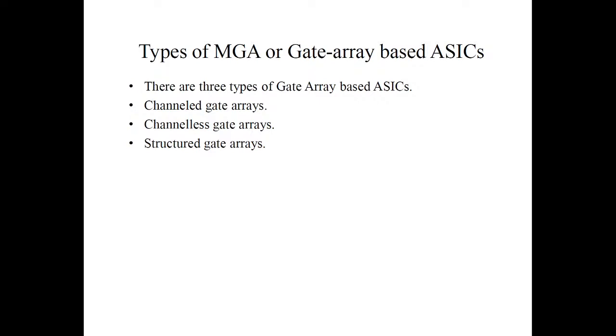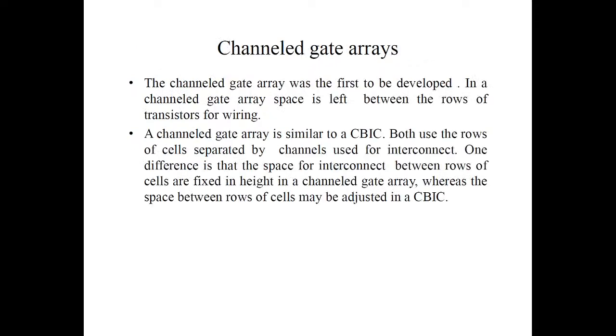The gate array based ASIC is again divided into three different types. One is known as channeled gate array, the second one is known as channel-less gate array, and the last one is known as structured gate array. Now, what is channeled gate array?